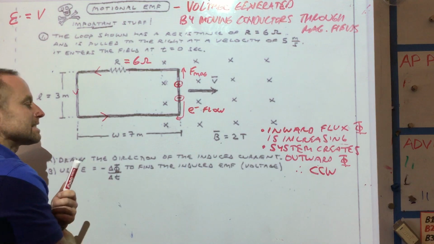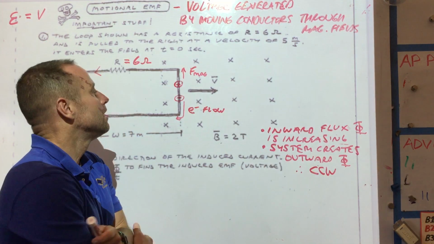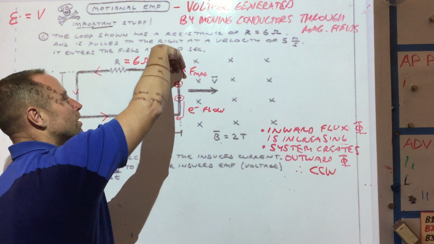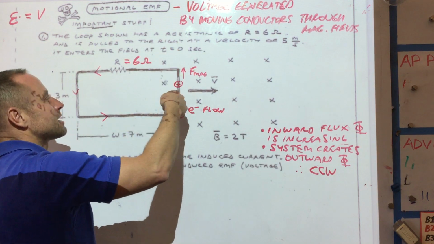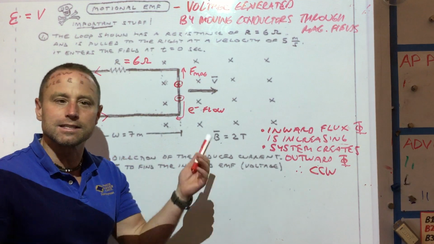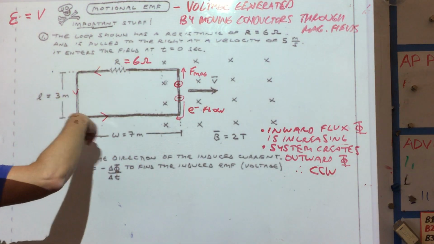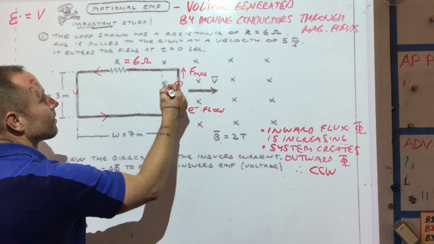So it's all kind of consistent. You can either make a flux argument, or you can actually just look at the magnetic force on individual charges where electrons get shoved this way, which makes conventional current go that way. So it's all consistent. Physicists got a pretty tight story on that one. So there's the direction of the induced current. It's gonna go around like this.